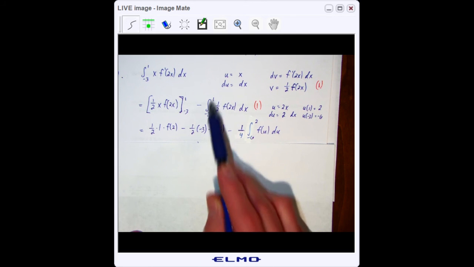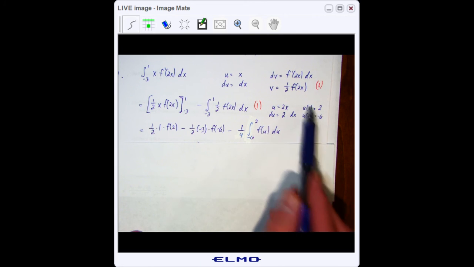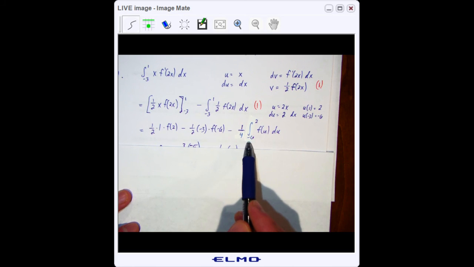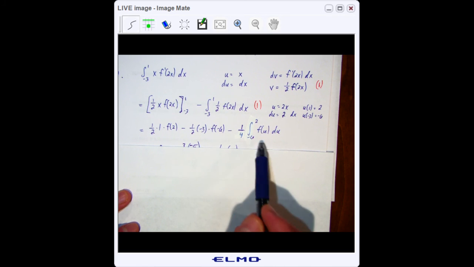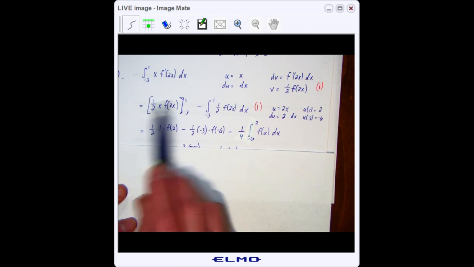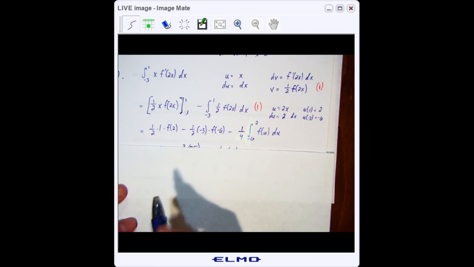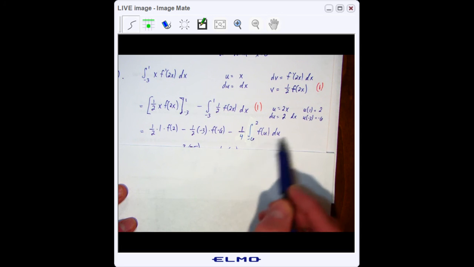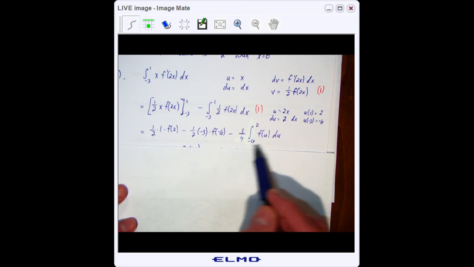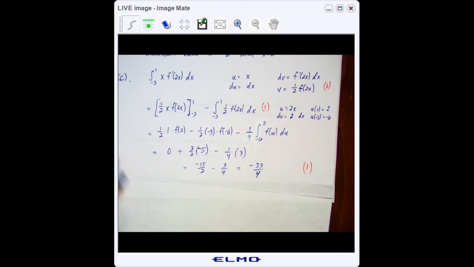And then I change these values from x values to u values. So now this integral becomes 1/4 integral from -6 to 2 of f of u du. And then here I'm just plugging 1 and -3 into the first part of my integration by parts formula. All right, this now you can get from the graph. You're given the graph of f, so this integral you can get from the graph, and this area is 3.